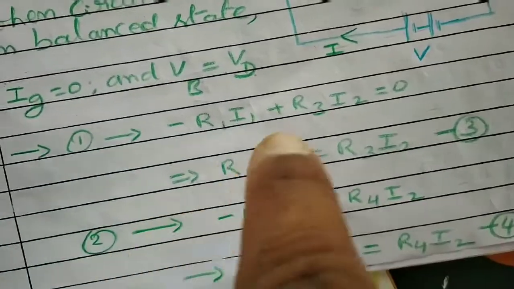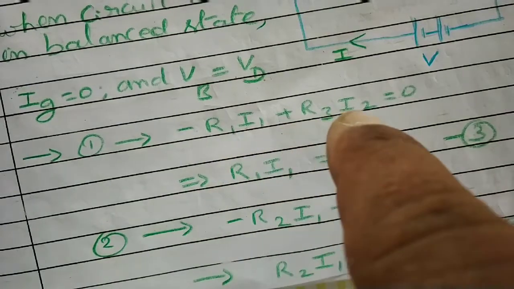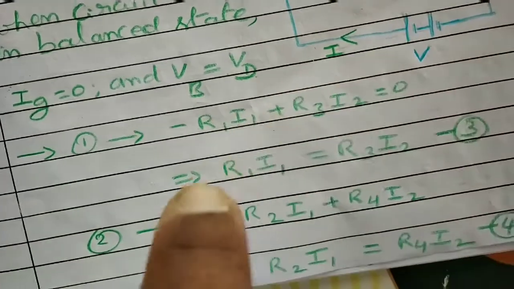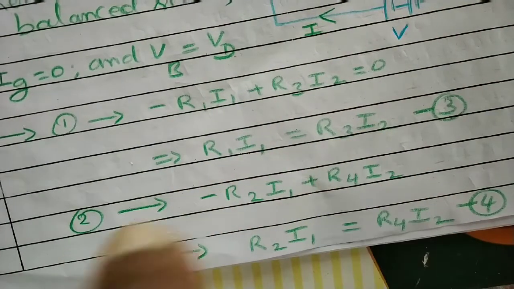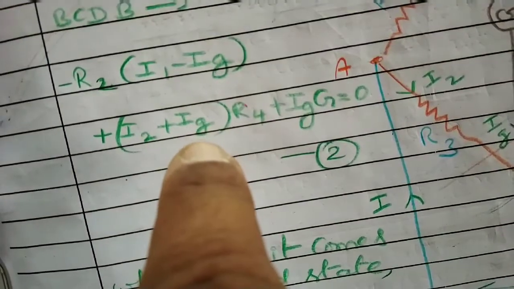Then both the equations will become like this. Equation 1: minus I1R1 plus I2R3 is equal to 0. So wherever Ig is 0, we put 0, so that term got cancelled. Next, this becomes I1R1 is equal to I2R3. This is equation 3.